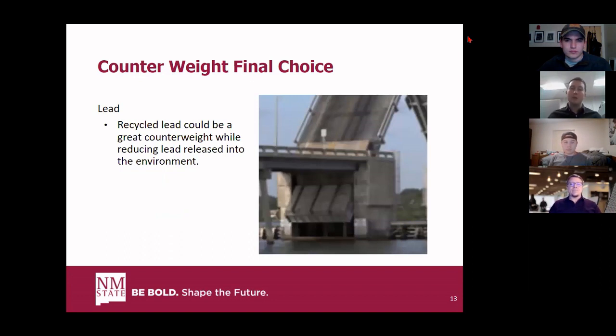So with our final choice, we chose lead. Recycled lead could be a great counterweight while reducing lead release into the environment from sources such as recycled batteries, etc. And here you can see there are some lead weights on this Bastille Bridge. It's a pretty good example.